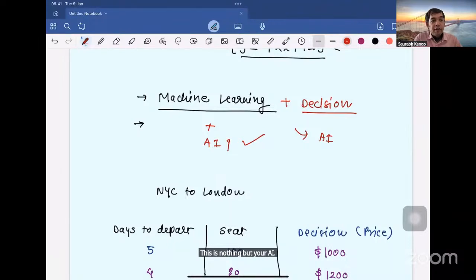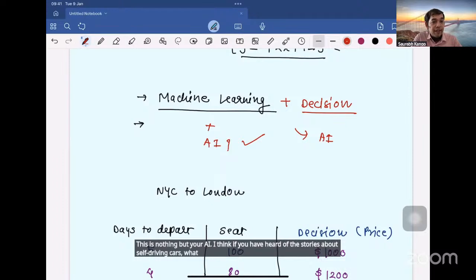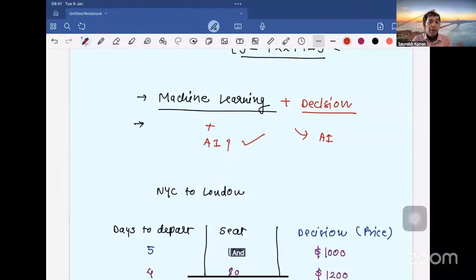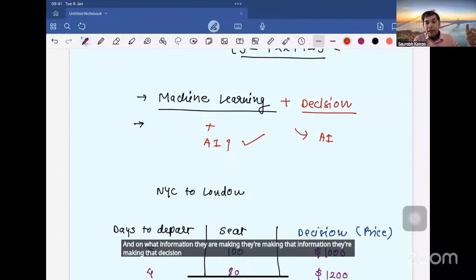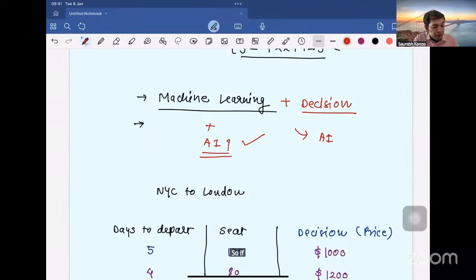Correct? If you have heard the stories about self-driving cars, what are self-driving cars? Can I say self-driving cars are nothing but making a decision about when to turn, when to stop, when to accelerate, isn't it? And on what information are they making that decision? They are making that decision based on the data that they are collecting on the go. As soon as they collect the data, they are making that particular decision. So if a model is also making a decision on its own, then it becomes AI.